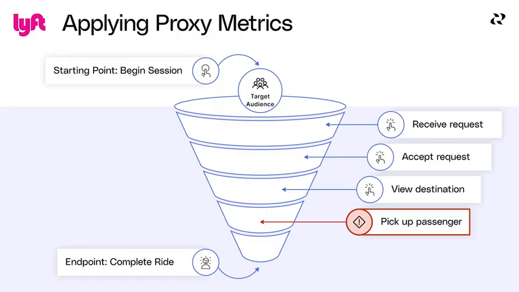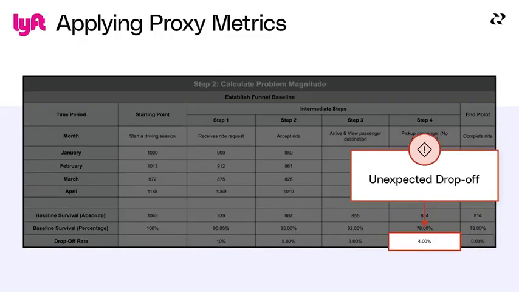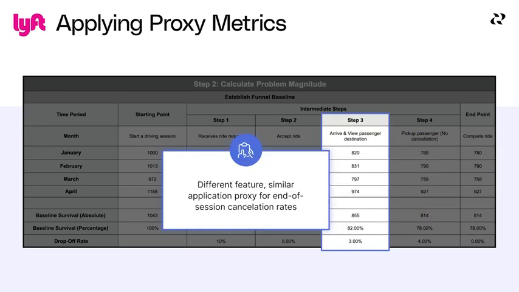Now let's walk through the Lyft example to see how this applies. The driver experience team identified the drop-off rate at step 4, where a driver has arrived at the pickup spot yet cancels before actually picking up the passenger, as the problem area they wanted to address. The drop-off rate at that time was 4%. There were no perfect proxies for a destination filtering feature that specifically targeted commuting Lyft drivers. The team chose to use an internal proxy for a different feature with a similar application.